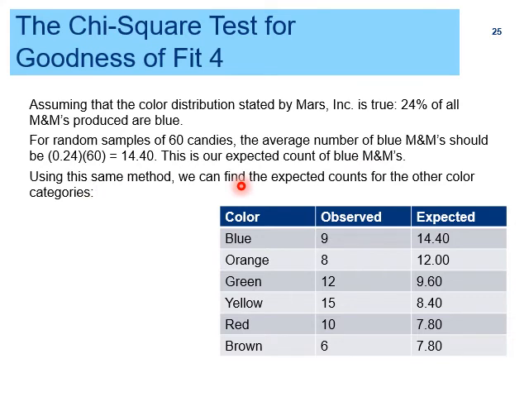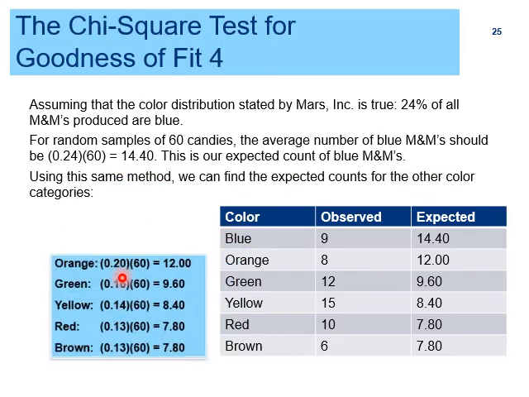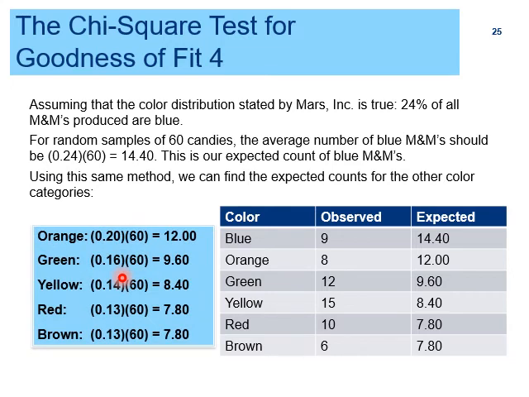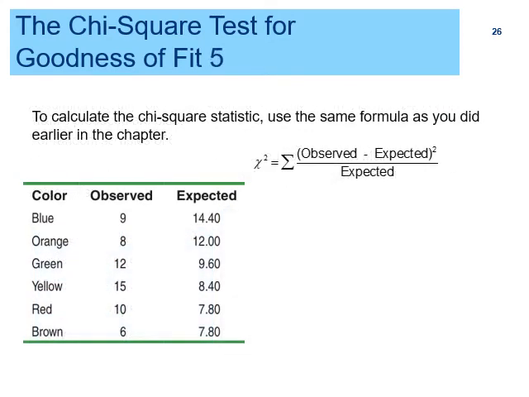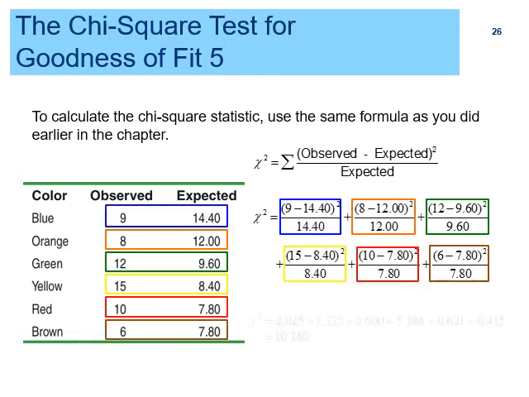Using the same method, we can find the expected counts for the other colors. Similarly, we have multiplied every proportion with 60, and then we got all these expected values. And now we are going to calculate our chi-square, and here we got the summations, and we got chi-square as 10. Now about the degrees of freedom.